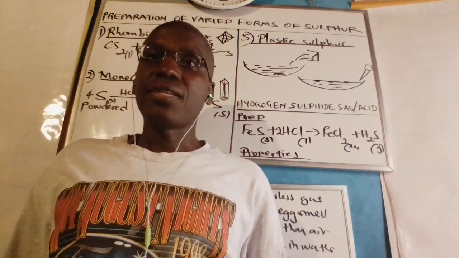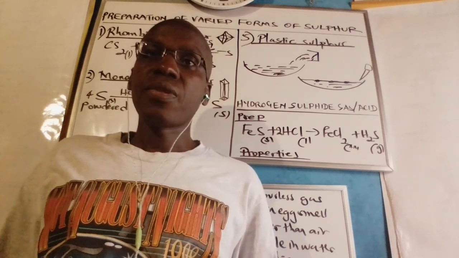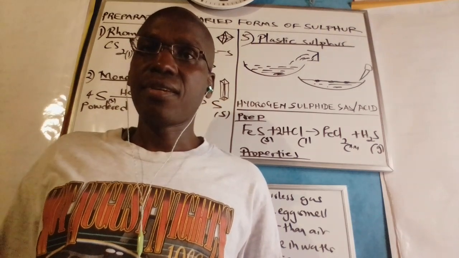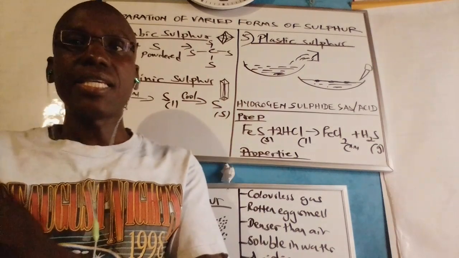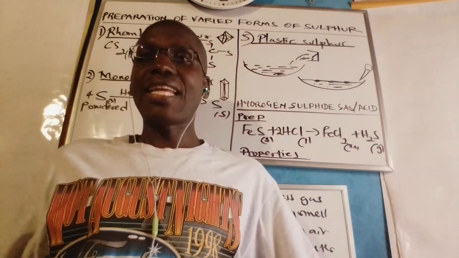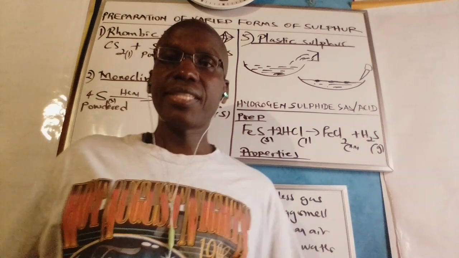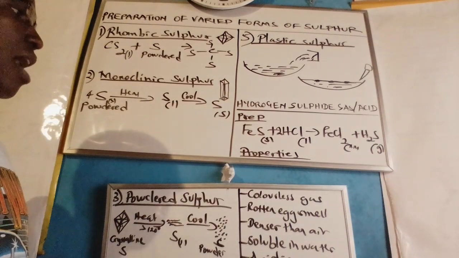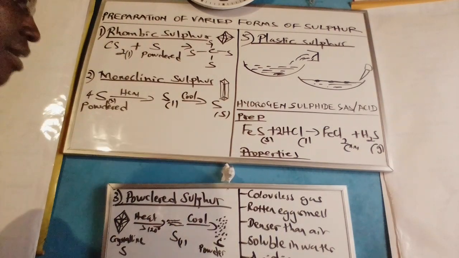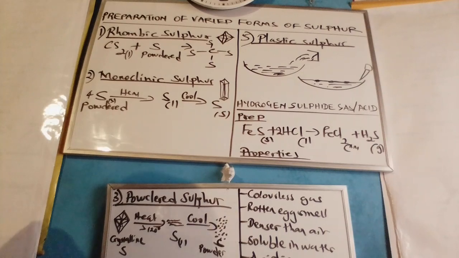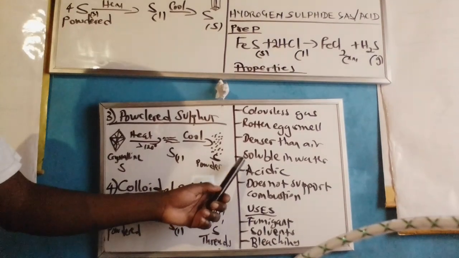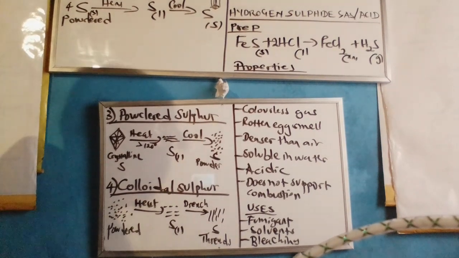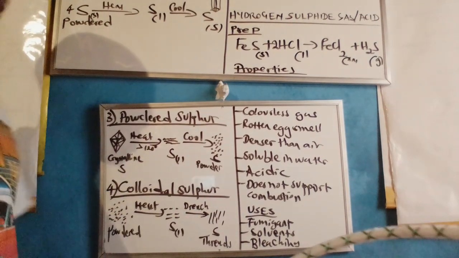Number three, sulfur can also form hydrogen sulfide gas. So how do we prepare hydrogen sulfide gas? Hydrogen sulfide gas, one, is a colorless gas with a rotten egg smell. This gas is truly unpleasant in its smell. It is denser than air. It is soluble in water. It's acidic and does not support combustion.